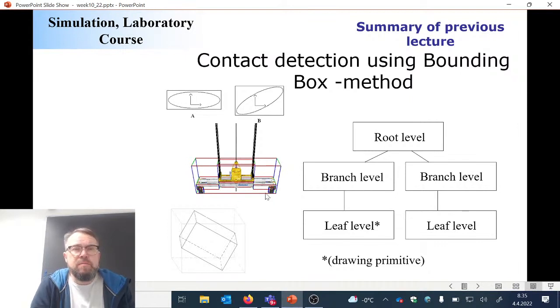This box here, you see the biggest possible box. That's the root level box. And you see that inside of this root level box, there are branch level boxes. Here is one. These lids here are other branch level boxes. This one here is a branch level box. So you see that the root level box is including quite a good number of branch level boxes. Then the leaf level drawing primitives are not visible in this picture. But that's how it goes.